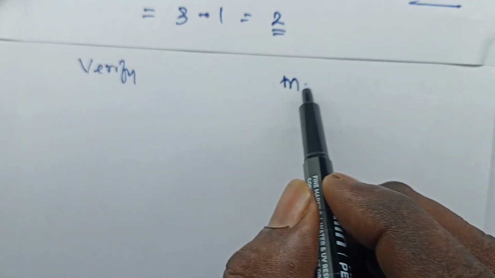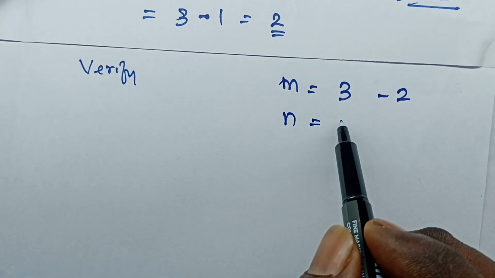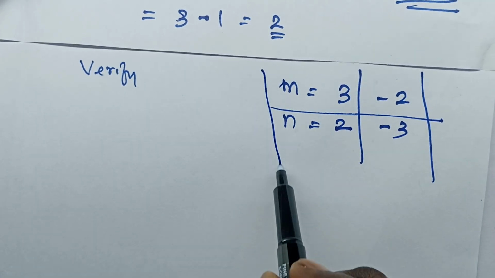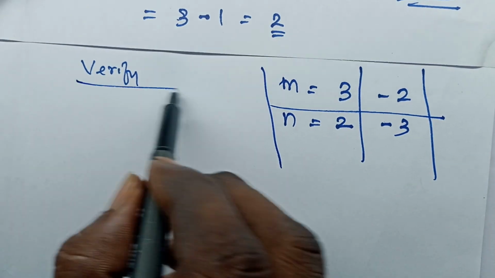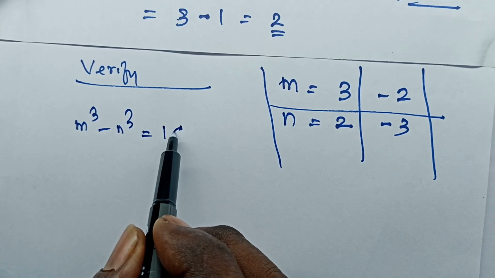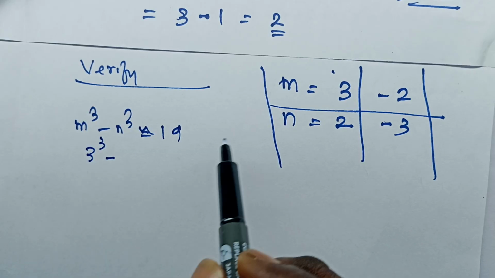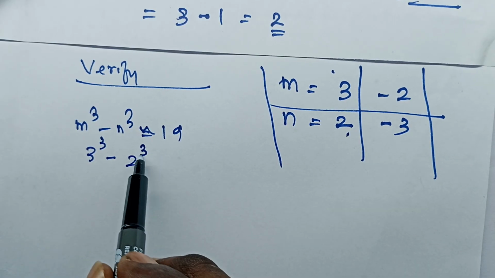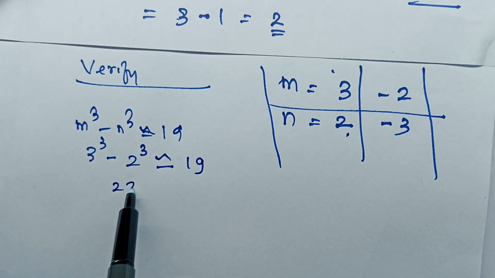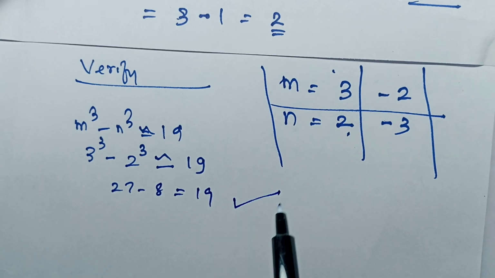m equal to 3, minus 2, and n equal to 2, minus 3. m cube minus n cube equal to 19. 3 cube minus 2 cube equal to 19. 3 cube 27 minus 8 equal to 19.